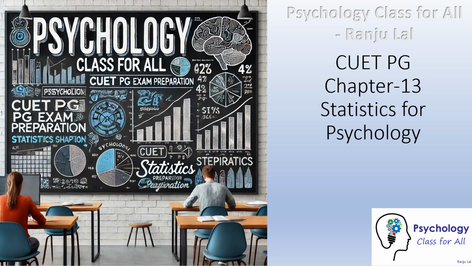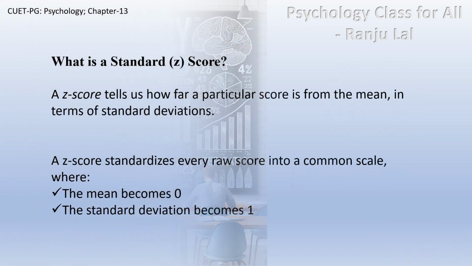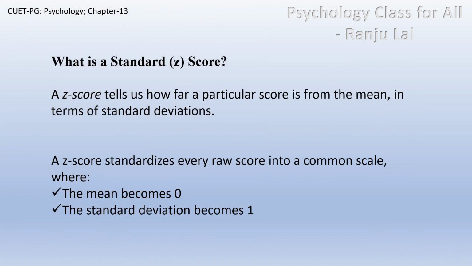In today's session, I'm going to talk about one of the most powerful tools in statistics, the standard scores, also known as the Z score. It is the key to compare scores from different tests, understanding where a person stands in a distribution and interpreting data meaningfully. So a Z-score tells us how far a particular score is from the mean in terms of standard deviations.